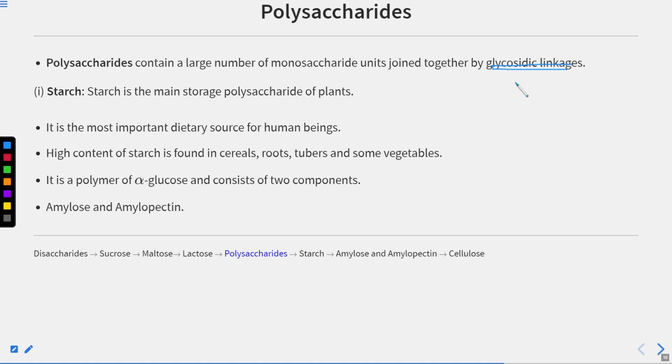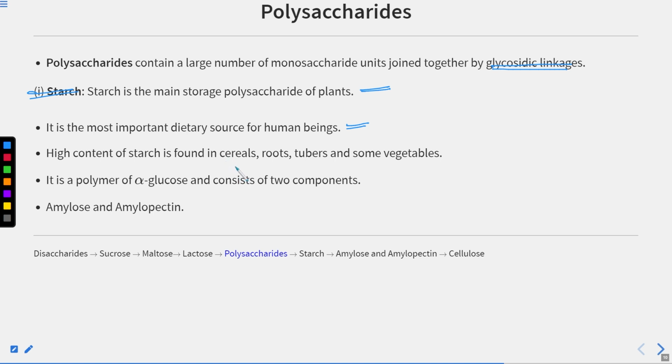Now let us start with the first example. The first example is starch. So what is starch? Starch is basically the storage polysaccharide of plants, and it is the most important dietary source for human beings, because human beings consume plants, so in a way they consume this starch, and it is very important for the diet of a human being.